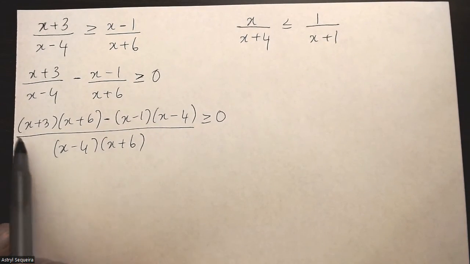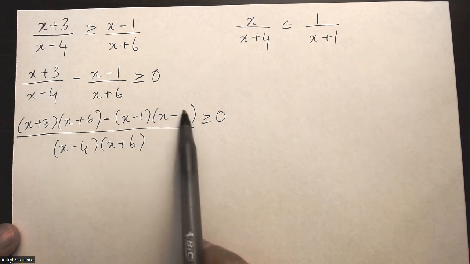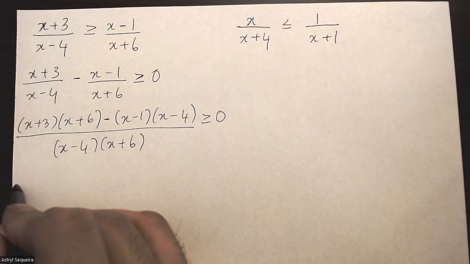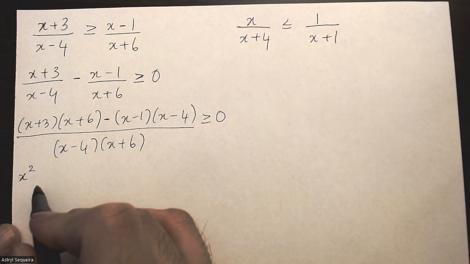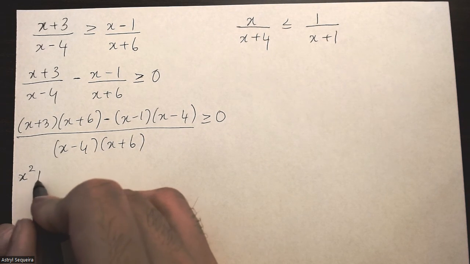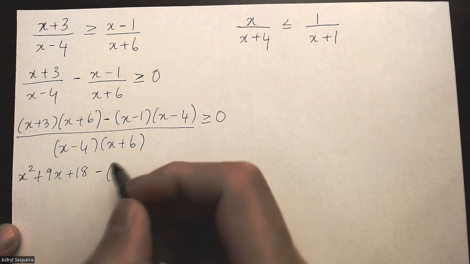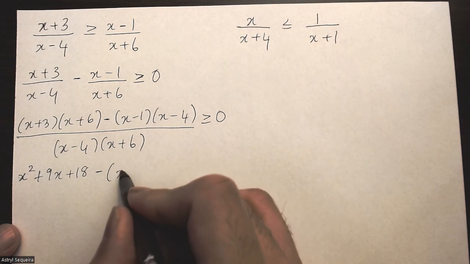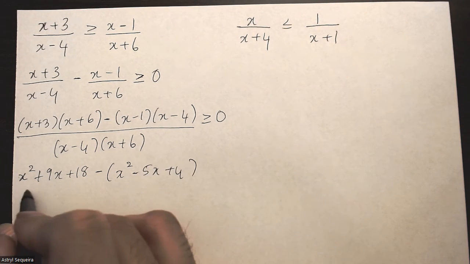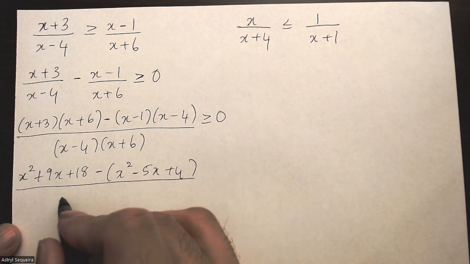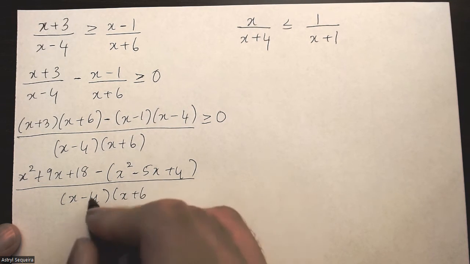The next thing you want to do is expand the top and combine like terms. So I'm going to FOIL out these two brackets and I'll do it a bit quick. I won't show the individual steps because you should be pretty good at expanding at this point. It's going to be x squared plus 9x plus 18. And over here, it's going to be x squared minus 5x plus 4. Never expand the denominator, always leave that the same.